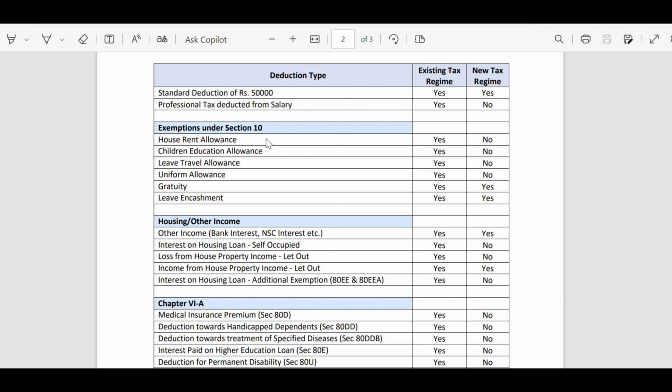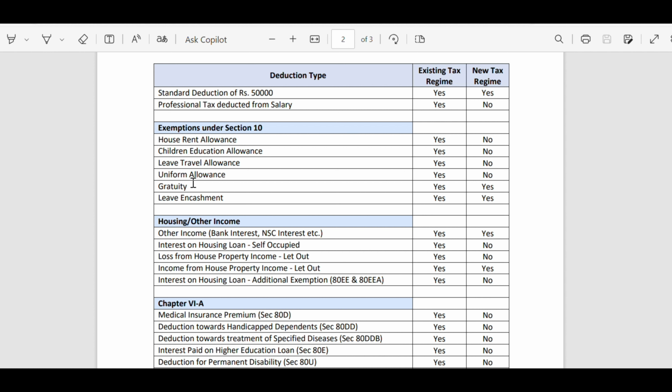Exemption under section 10: most of us will be claiming the house rent allowance, which is an exemption under section 10, present in the old tax regime. You can submit your rent receipts and get the HRA exemption in the old tax regime, whereas in the new tax regime, it's not allowed. Children education allowance is allowed in the old tax regime, not allowed in the new tax regime. Leave travel allowance: you travel with your family for a trip, come back, claim the travel expenses and get your amount tax free. That is allowed in the old tax regime, but not in the new tax regime.